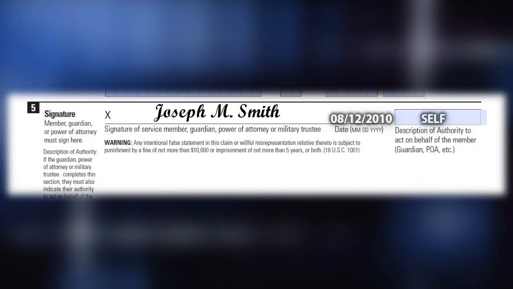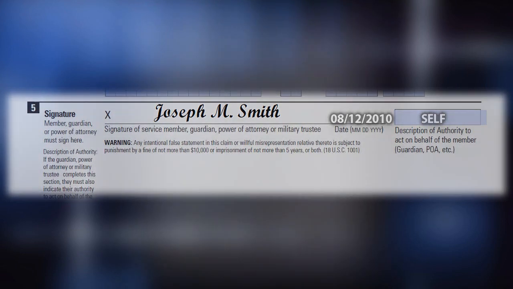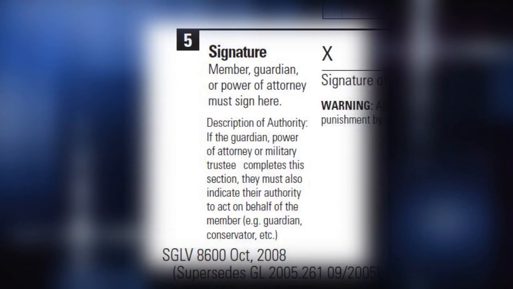Page 6, Part A, Section 6. Signature and date. Member, guardian, or power of attorney must sign here. Description of authority. If the guardian, power of attorney, or military trustee completes this section, they must also indicate their authority to act on behalf of the member. For example, guardian, conservator, etc.